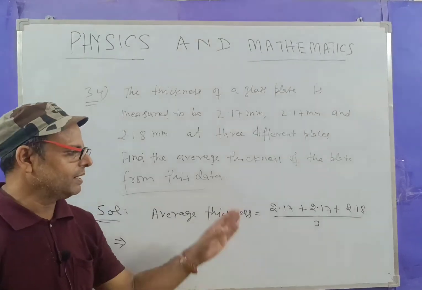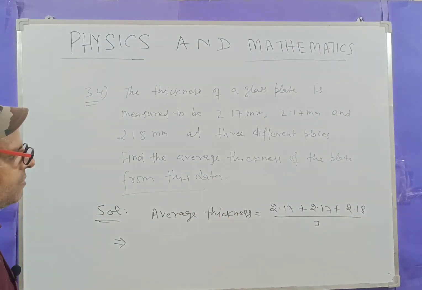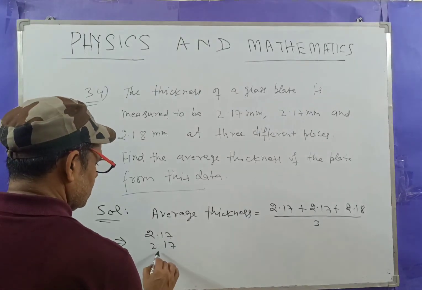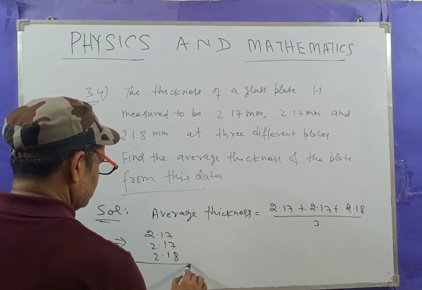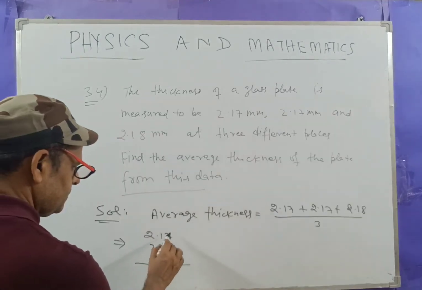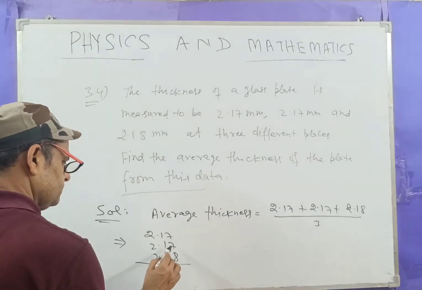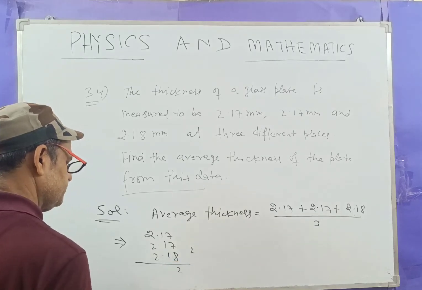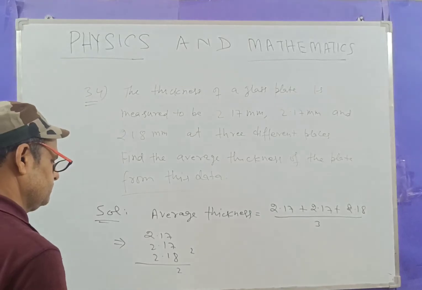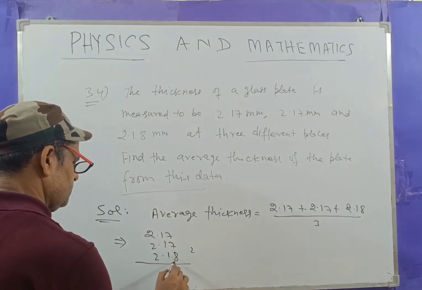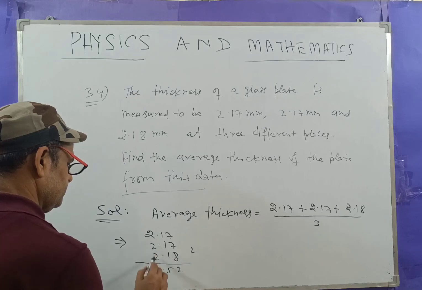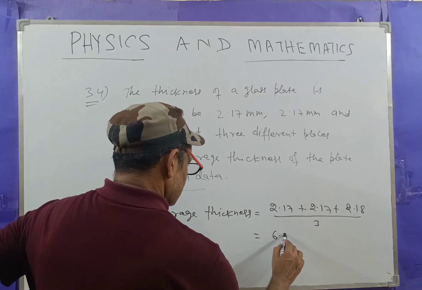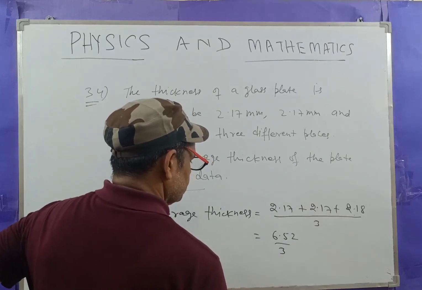We have to add these 3 data. What is the value? 2.17, 2.17, 2.18. Let us add it. The sum is 6.52, divided by 3. You can write here.